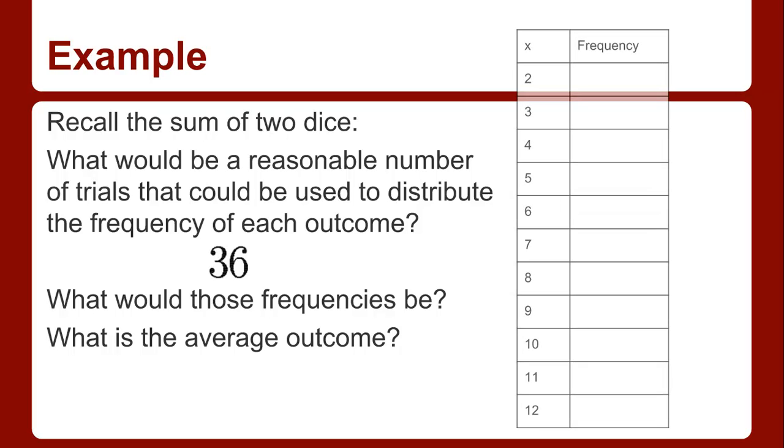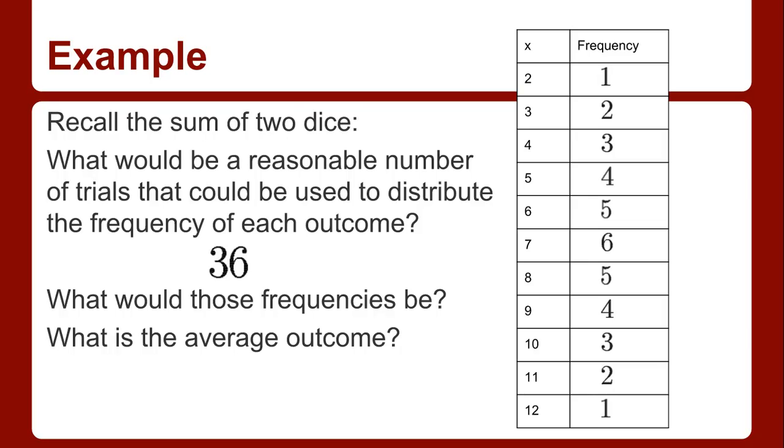What would the frequencies be? For each one, how many 2s would we have? We'd have 1. There's 2 3s, 2 ways to roll 3 out of 36. There's 3 4s, 4 5s, 5 6s, 6 7s, 5 8s, 4 9s, 3 10s, 2 11s, and then 1 12.